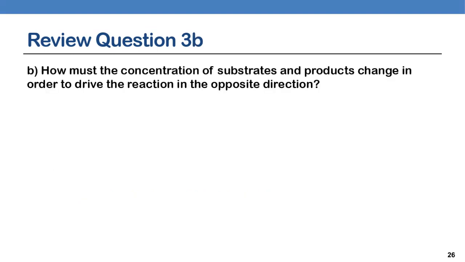All right, the next part of this question is how must the concentration of substrates and products change in order to drive the reaction in the opposite direction? So first of all, how could we change that ratio? If we have substrates going to products, just in theory, how do we push that the other way if it's a reversible reaction? Increase products, yeah.